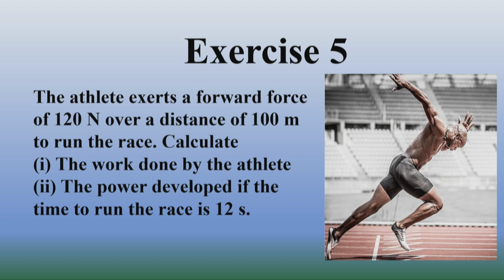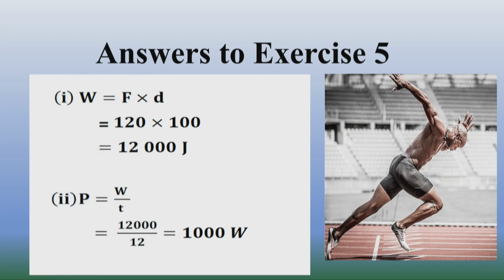In exercise 5, the athlete exerts a forward force of 120 Newton over a distance of 100 meters to run the race. Calculate, firstly, the work done by the athlete, secondly, the power developed if the time to run the race is 12 seconds. Work done is force multiplied by distance, that is 120 multiplied by 100, and this equals 12,000 joules. To calculate power, we divide work done by time taken, that is 12,000 joules divided by 12 seconds, and this equals 1,000 watts.